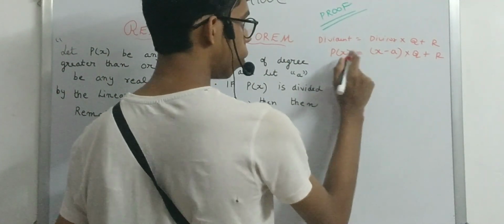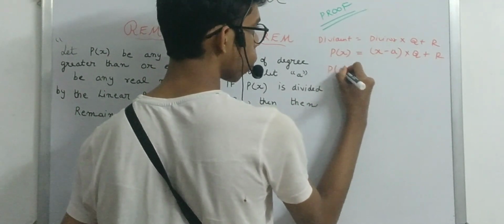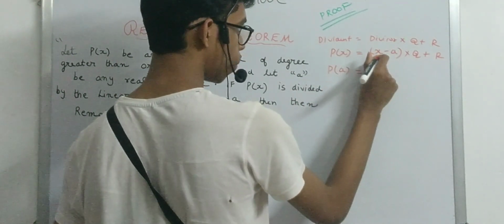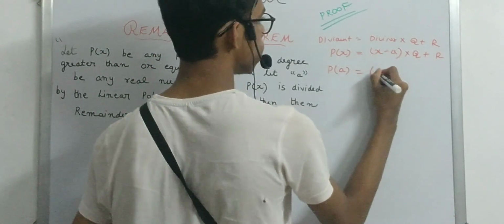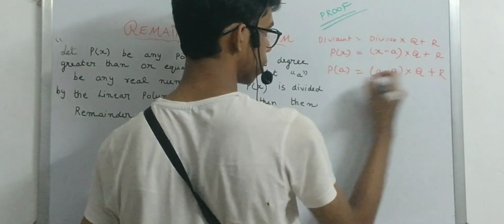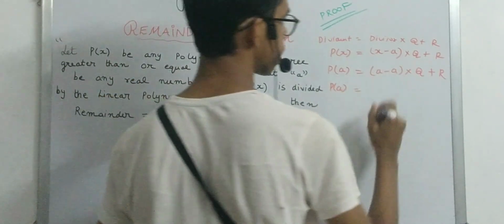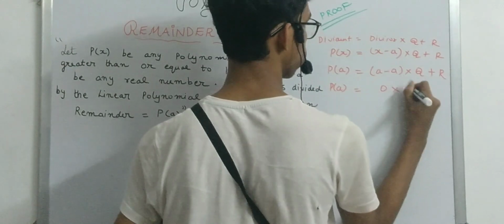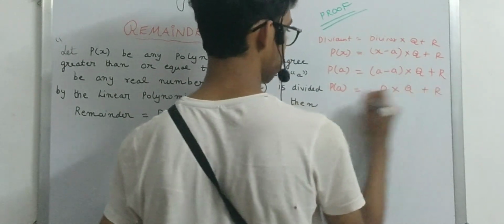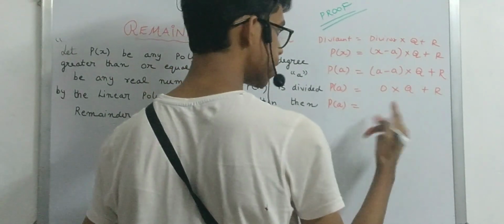So what should we do? In place of this x, substitute a. So I will get p of a is equal to, here also in place of x, substitute a. So I will get a minus a into quotient plus remainder. So from here, p of a is equal to, what is a minus a? 0. So 0 into quotient plus remainder. So from here I will get p of a is equal to 0 into anything is 0 itself.